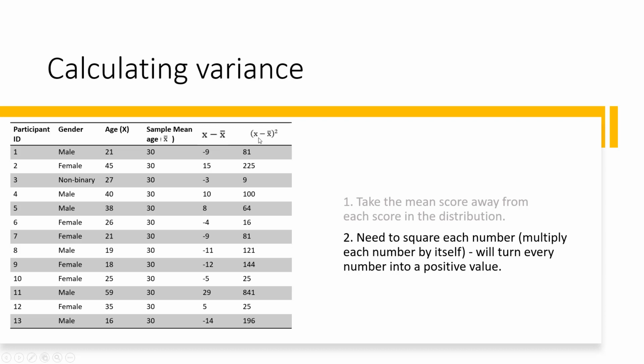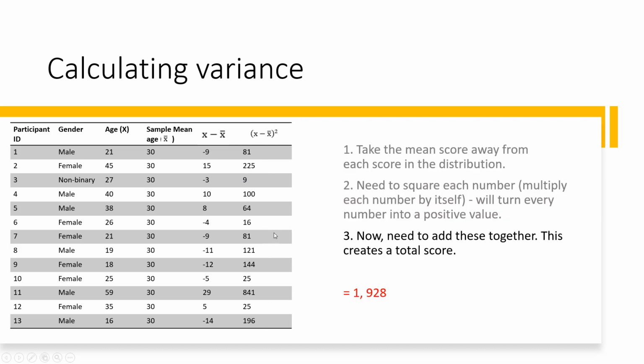And then what we've got to do with that is square it. And this is the value we get. So -9 times -9 is 81, 15 times 15 is 225, and so on. So we've got to do that for all of the numbers. Now, because they're all positive, we can add them together. So we've got a total score here of the squared distances of 1,928.